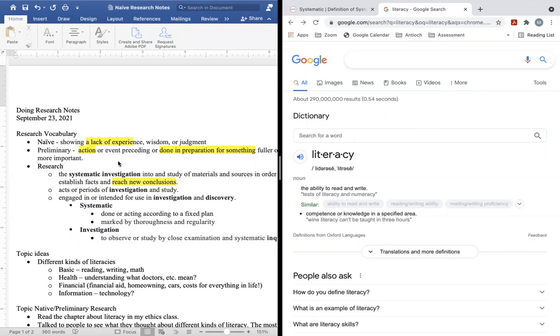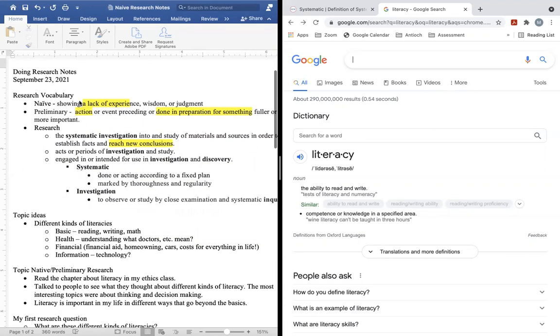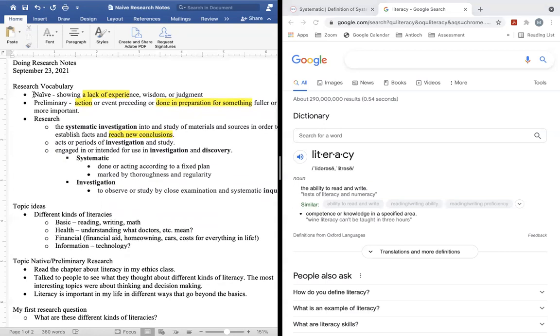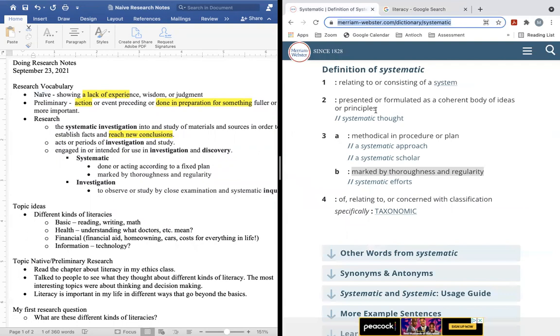So on the left page, there are some notes here. The idea is, okay, so you have to do some research. And one of the ways to even get started doing research is to figure out what the terms or vocabulary words associated with what you're doing are. And so I have naive, preliminary, and research. And then I literally just went online to the Merriam-Webster dictionary and defined some of these terms. So I just have them in my head for the terms that I'm using.